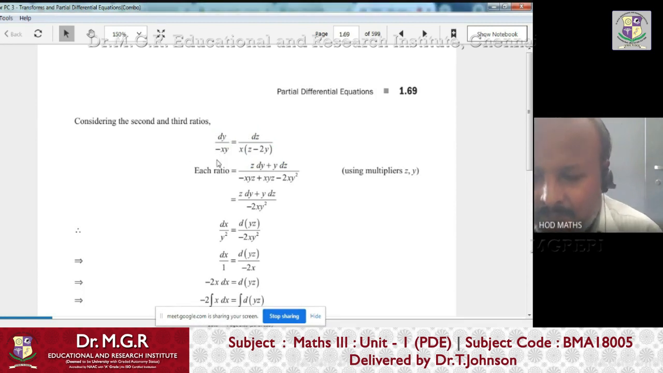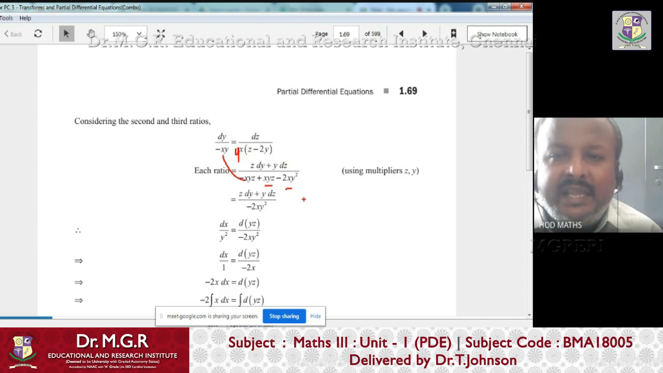Now what is the denominator? The denominator is xyz. Okay. Now if I multiply y here, what will come? yxz, so xyz. Then yx into 2y, so minus 2xy square. Right?